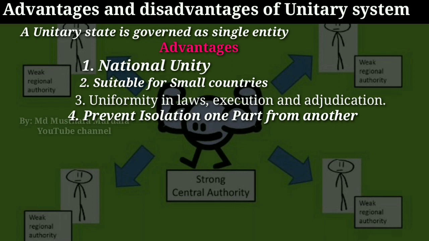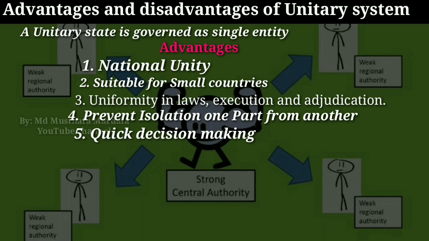And the fifth advantage of the unitary form of government is that since there is only one form of government and because of the lack of local obstacles, the central government will be free and it will enable the central government to take quick decisions. In a unitary form of government, the central government is solely and directly responsible for the development of the entire country. Hence, it will make the development more even and uniform.